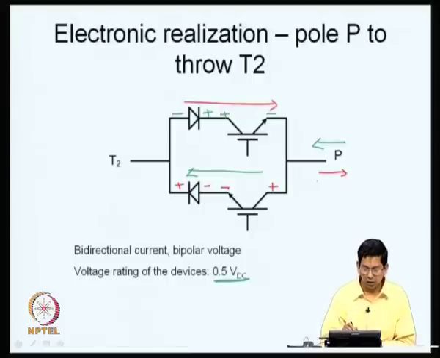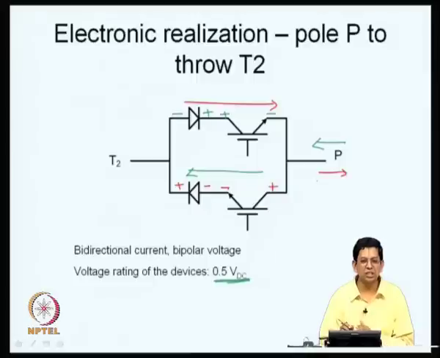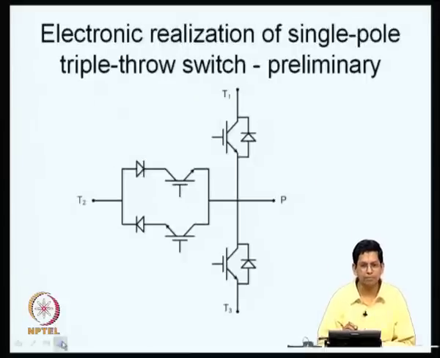So, here what we see is these devices need not be rated for the entire DC bus voltage, it is enough if they are rated for half the DC bus voltage now. Thus, we have some idea now of how the switch should look like between P and T1, P and T2 and P and T3. Let us put them together now.